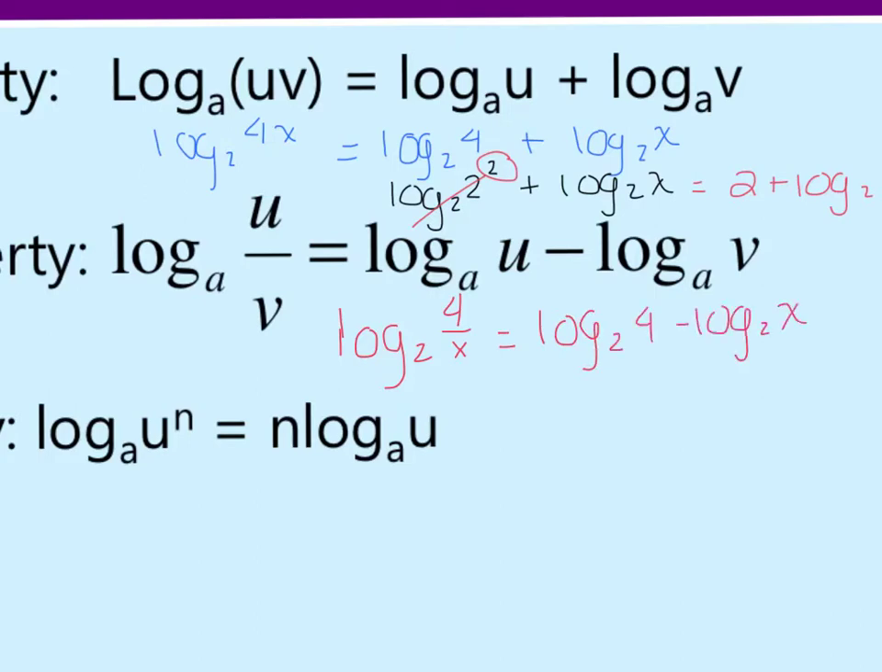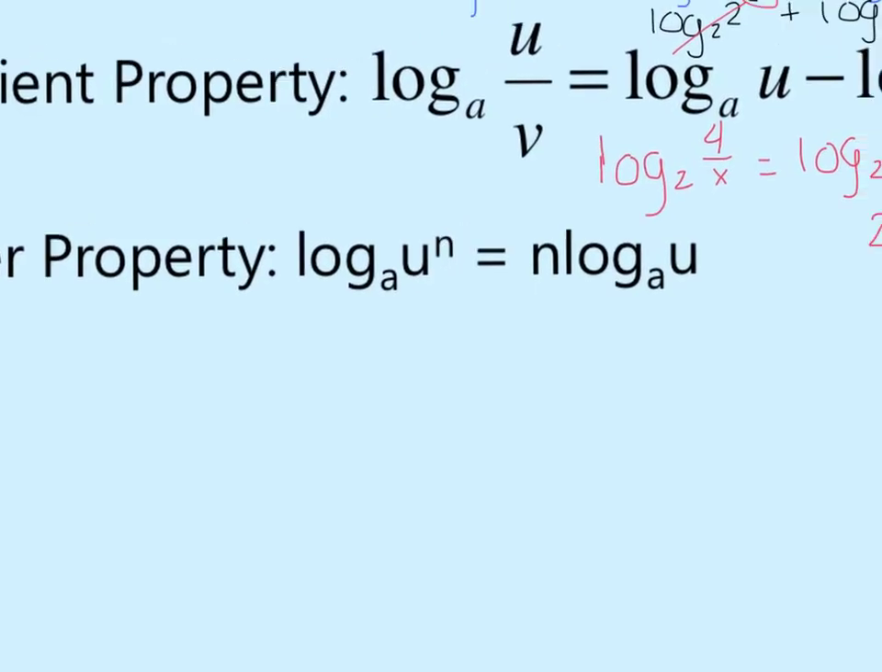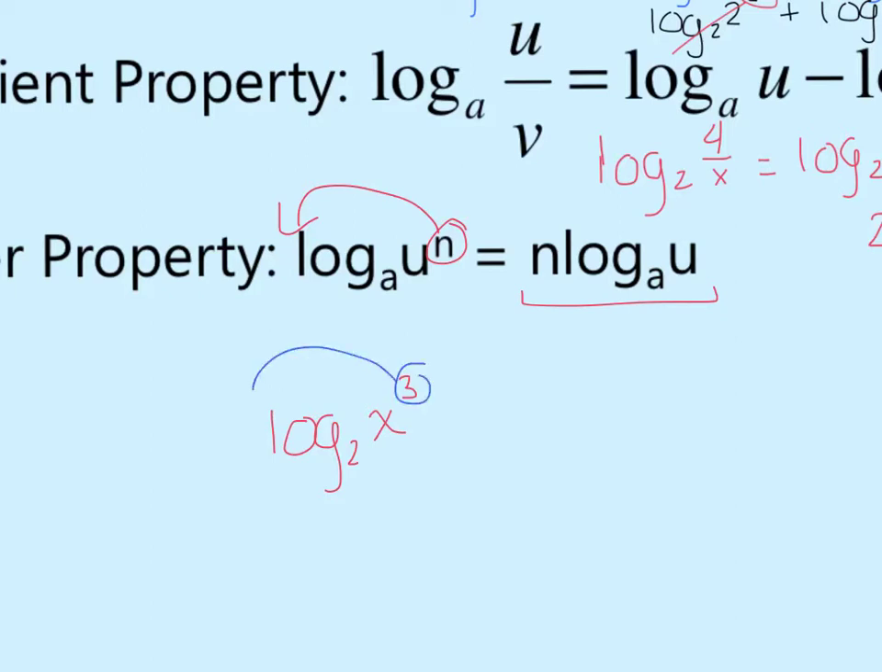And then 4 can be written as 2 squared, so again that's going to be 2 minus log base 2 of x. If you have an exponent here, you can pull the exponent to the front. So for example, let's say I have log base 2 of x to the 3rd power. I can pull that exponent to the front and I end up with 3 log base 2 of x.